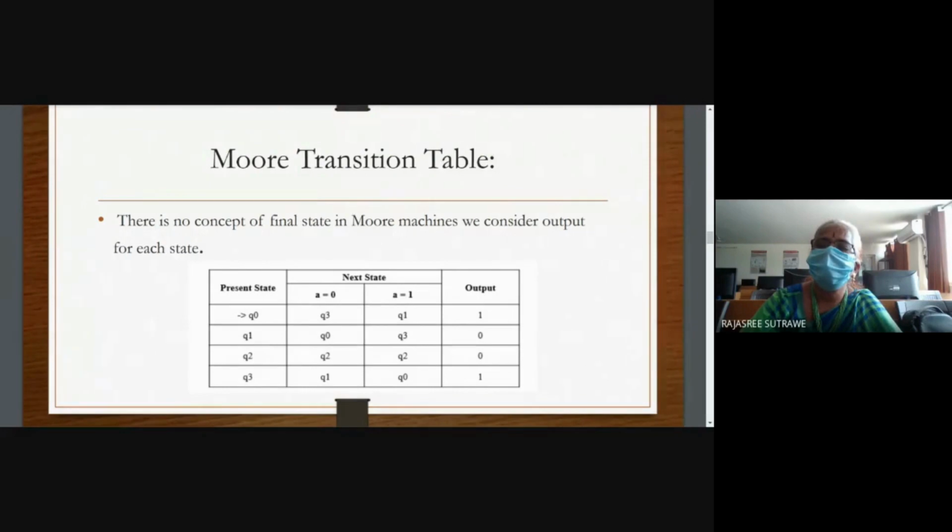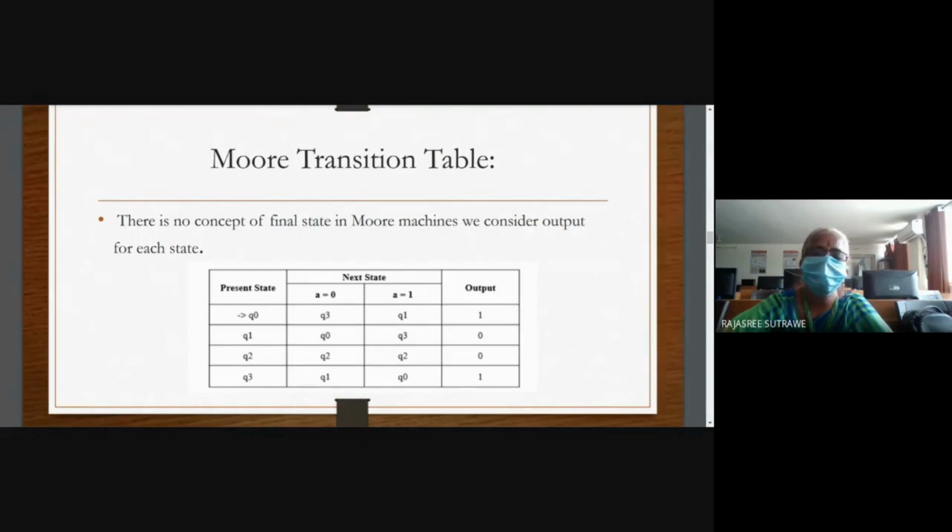And for this, I am going for input as 1. Q naught with 1 is Q1, and the output is 1. So finally the output for this is 1, 0, 1, 0, 1. So this is how we are getting it. From this transition table, we first start with the initial state. We give the input symbol, see which state it is going to, and write that. Then we write the corresponding output for that.